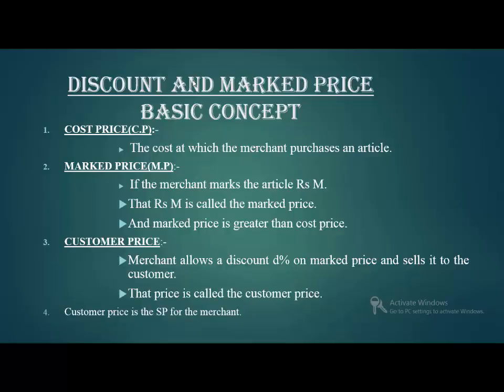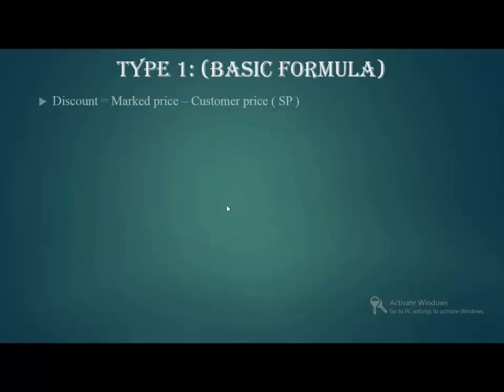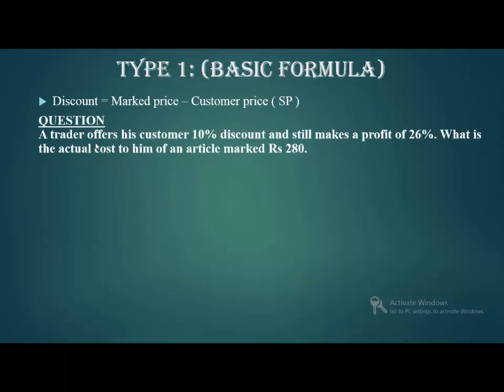One important thing to note is that the customer price is the selling price for the merchant. This is a chain of transactions, and hence let us go through some basic formulae that are used in problems. Discount equals marked price minus customer price. This customer price is also the selling price for the merchant. Let us do a question on this. Before doing this question, one thing you should keep in mind is that discount is always given on marked price.